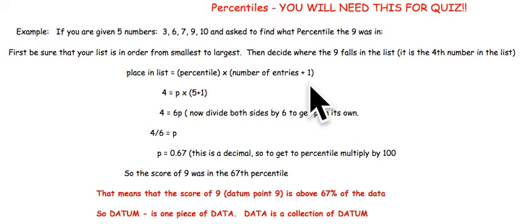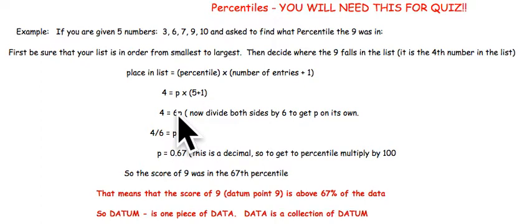But like we just said, we know that it's the 4th number in the list, so its place in the list is equal to P, the percentile in this case, times the number of entries, so all that's referencing is the total number in the set of data, which in this case is 5, plus 1. So 5 plus 1 is 6. So 4 equals 6 times P whenever we don't have a symbol between them.